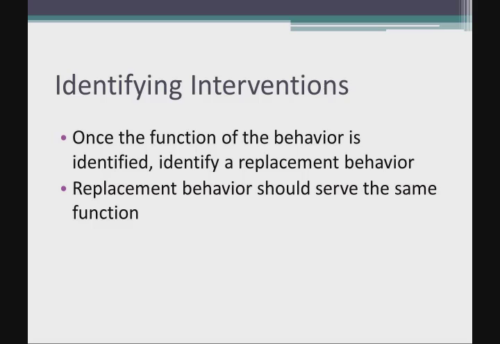So once we've identified the function of the behavior, next we're going to identify a replacement behavior. And that's really the reason we're doing this whole process, so that we can identify a more appropriate replacement behavior, teach that behavior, and make sure that this student receives reinforcement for that behavior so that the student will then use that behavior instead of the problem behavior.